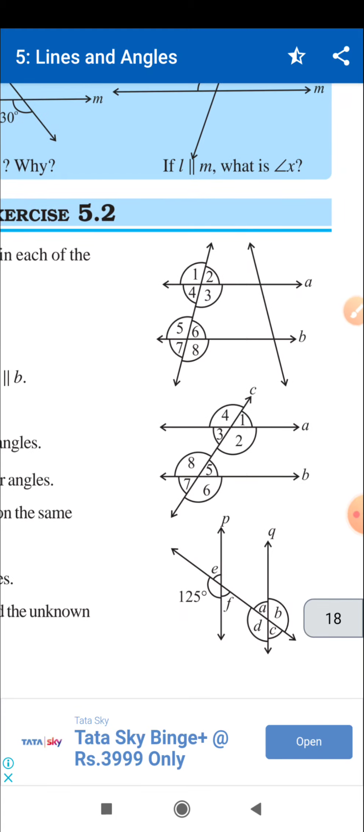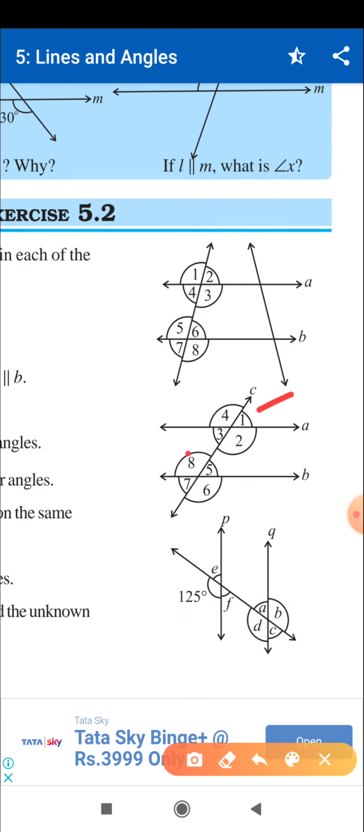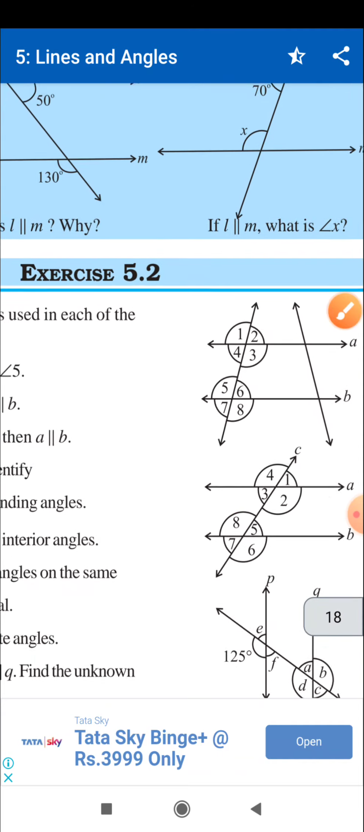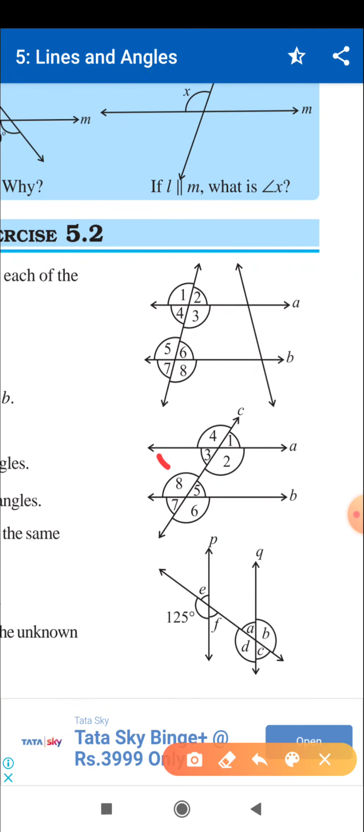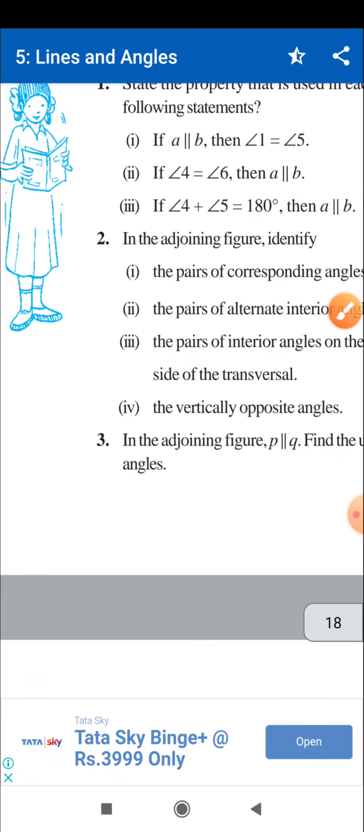So it is clear from the diagram that angle 1 and angle 3 are vertically opposite to each other. Angle 4 and angle 2 are vertically opposite angles to each other. Angle 8 and angle 6 are vertically opposite angles to each other. Angle 5 and angle 7 are vertically opposite angles to each other. Now move to our next question.